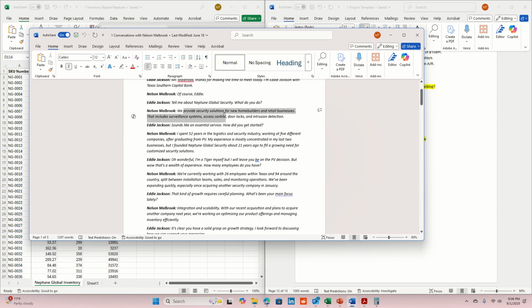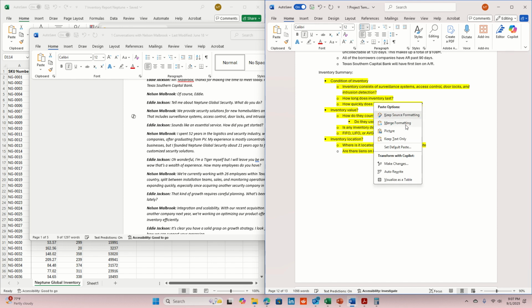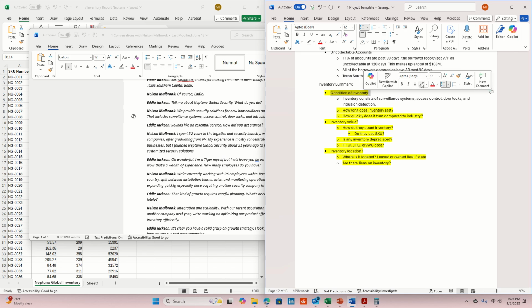Oh, we provide security solutions for home builders and retail businesses. That includes surveillance systems, access locks. Oh, we could just copy that straight up. Control C. That saves us a lot of time. What does inventory consist of? Inventory consists of, Control V, text only. Inventory consists of surveillance systems, access locks, access control, door locks, and intrusion detection.